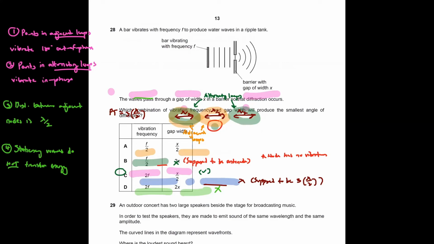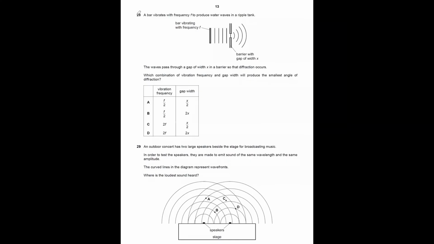Then you move on to question 28. Now for question 28, you have a bar that vibrates with frequency F to produce water waves in the ripple tank. The waves pass through a gap of width X in the barrier so that diffraction occurs. Which combination of vibration frequency and gap width will produce the smallest angle of diffraction?